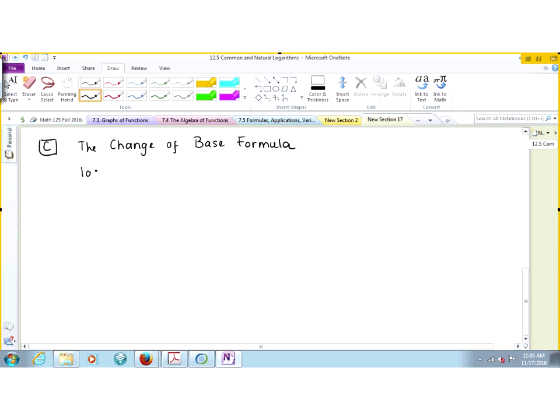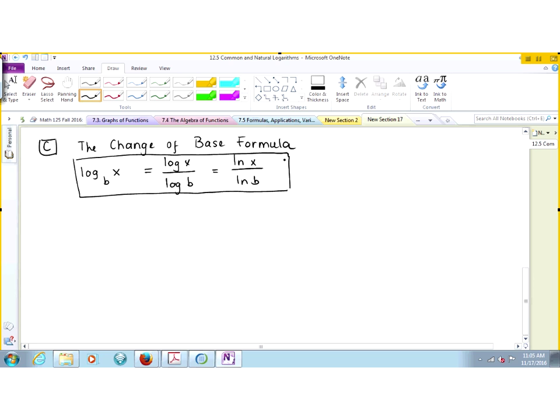Change of base formula. Suppose I have log base b of x. You can change it to log base 10, so log x divided by log b, or you could also write it as ln x divided by ln b. And this is very important. Why? Because you could use any base now.